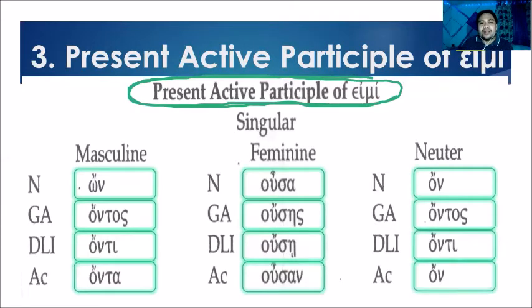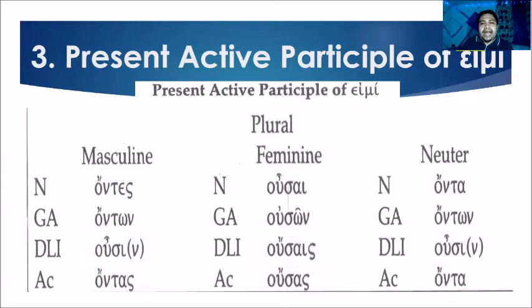Let's try the plural forms of the present active participle of eimi. The masculine, it is ontes. GA, onton. DLI is ousi. And accusative, ontas. The feminine, it is ousai. GA, ouson. DLI, ousais. Accusative, ousas. And the neuter, nominative, onta. GA, onton. DLI, ousi. And accusative, onta.